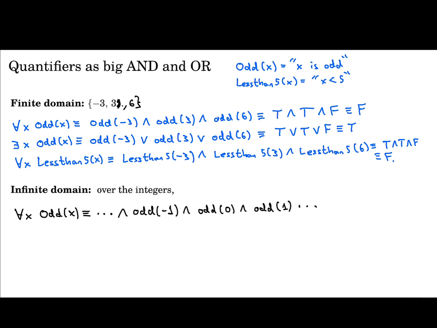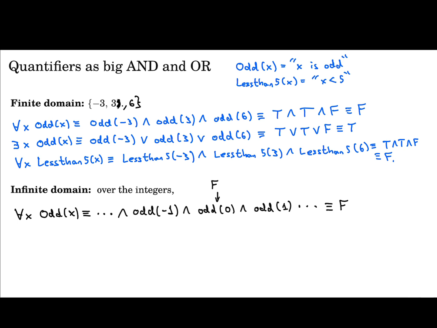Now, of course, you have an infinite number of them, but we saw that for an and, if any single one of them is false, then this will be false itself. So in this case, odd of 0 will be false because 0 is an even number. And so you have an infinite number of ands, but there's at least one false. This means that this will be false, right?